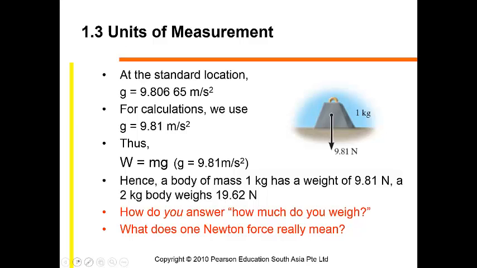At a standard location, gravity is 9.80665 meters per second squared. But for calculations in engineering, we use gravity equal to 9.81 meters per second squared. Therefore, the mass of 1 kilogram has a weight of 9.81 newtons.